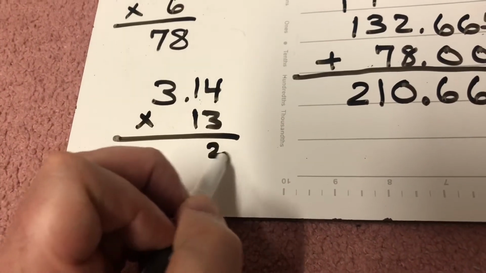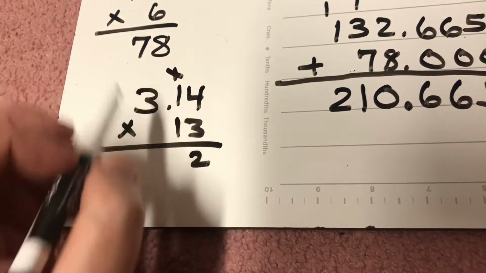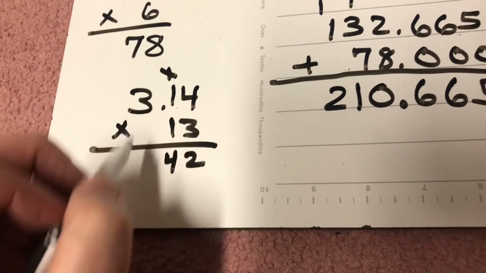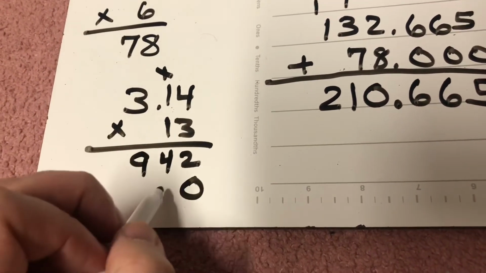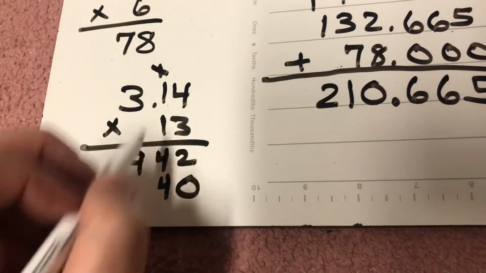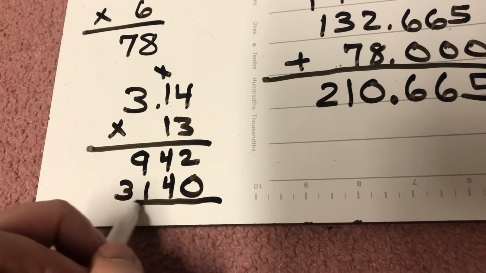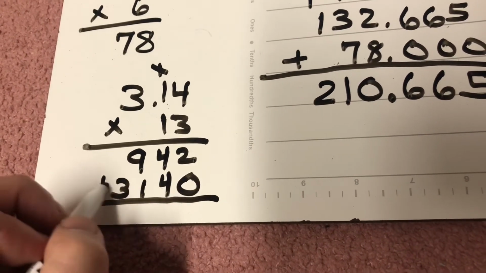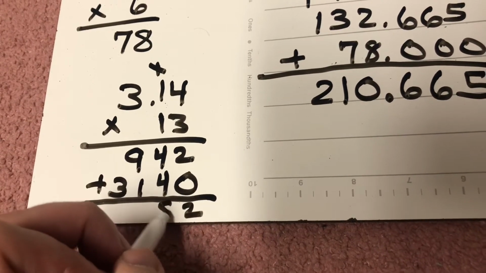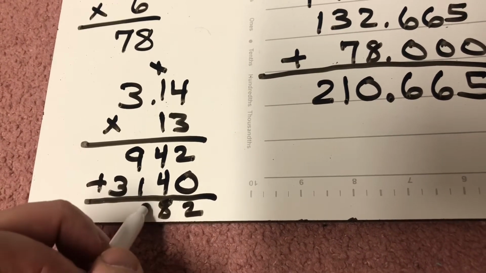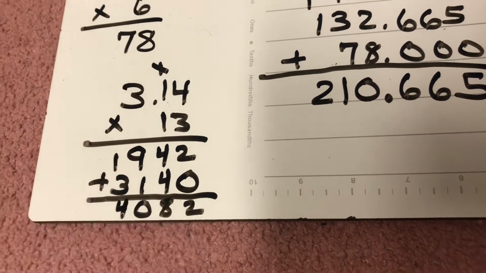3 times 4 is 12. Put the 2 down, carry the 1. 3 times 1 is 3, plus 1 is 4. 3 times 3 is 9. Put the 0 so it all lines up with my 1. 1 times 4 is 4. 1 times 1 is 1. 1 times 3 is 3. When I add it up, 2 plus 0 is 2. 4 plus 4 is 8. 9 plus 1 is 10. Put the 0 down, carry the 1. 1 plus 3 is 4.